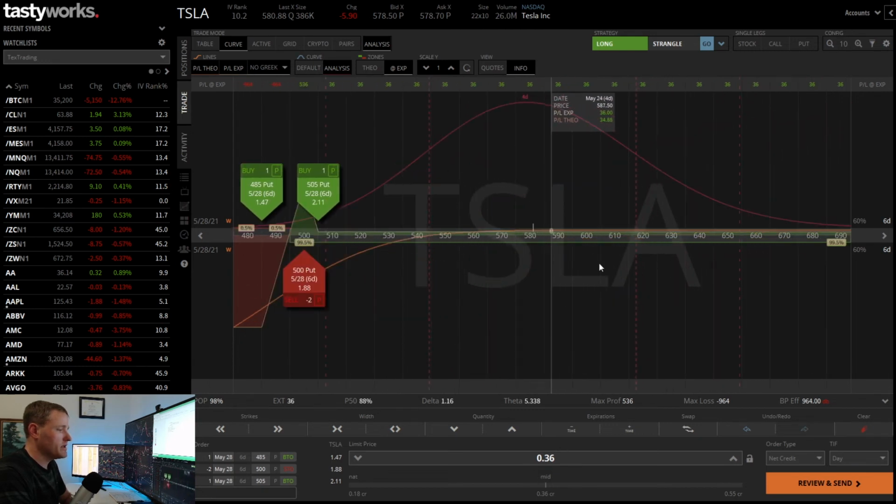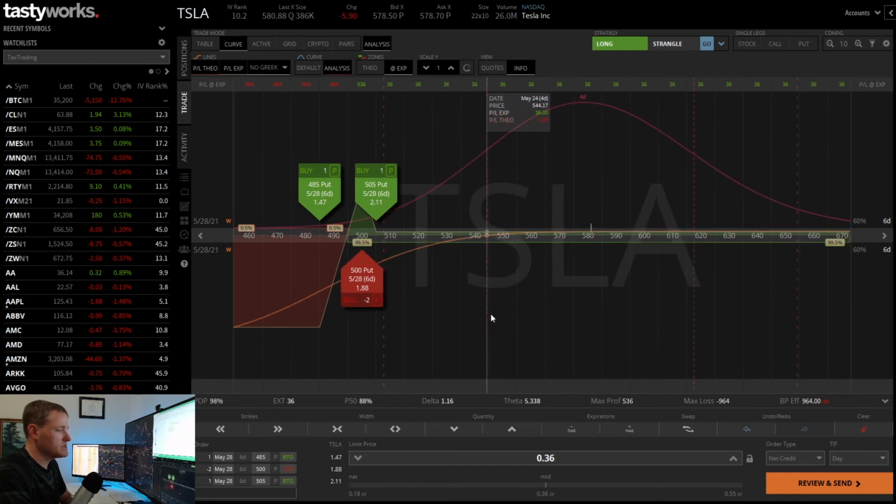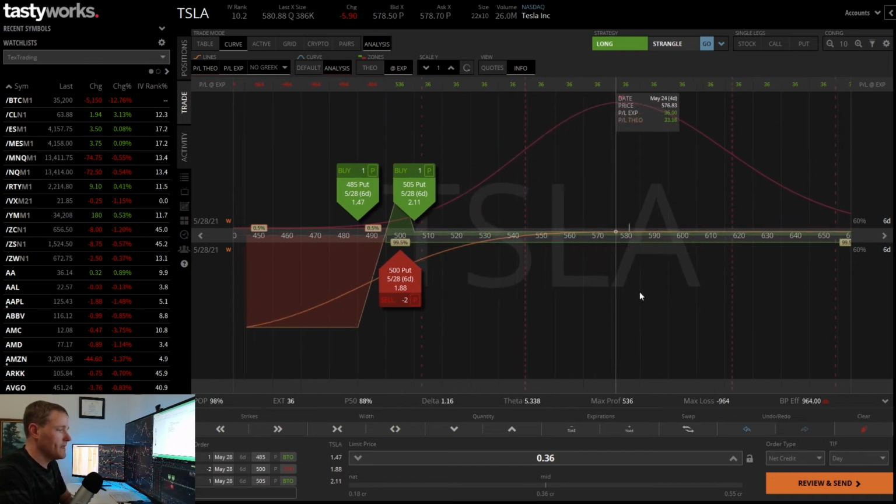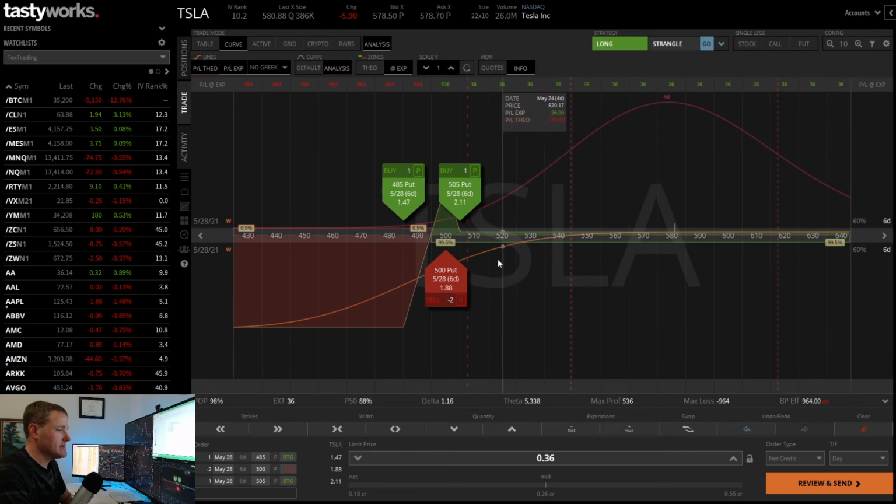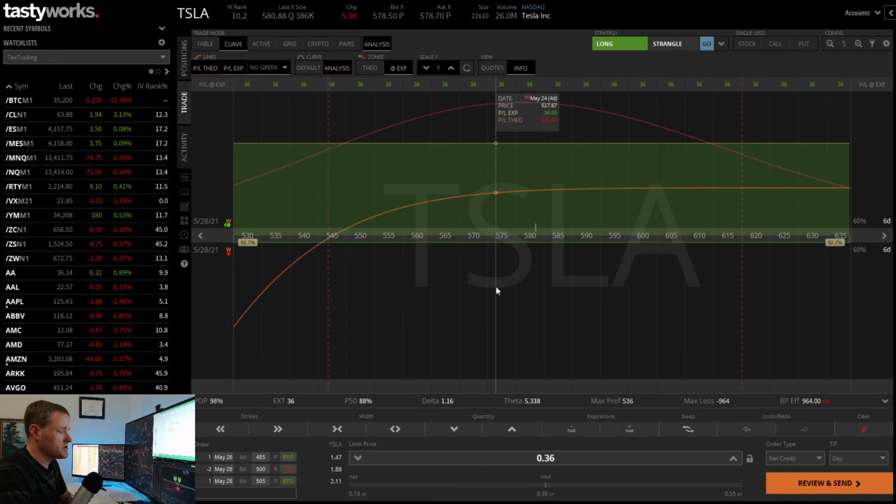If we were totally wrong and Tesla actually traded higher, we would get to keep that $36 we brought in on the trade, and everything would just expire worthless, no big deal. If we were right and Tesla does sell off but doesn't make it all the way down to 500, we'd still make money. We'd keep that full $36 we collected, and we'd still have a profitable trade.